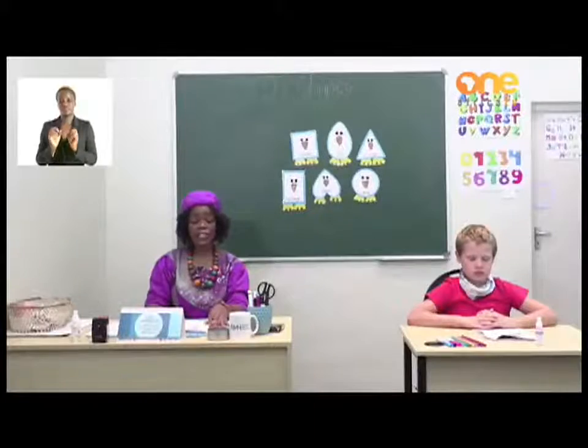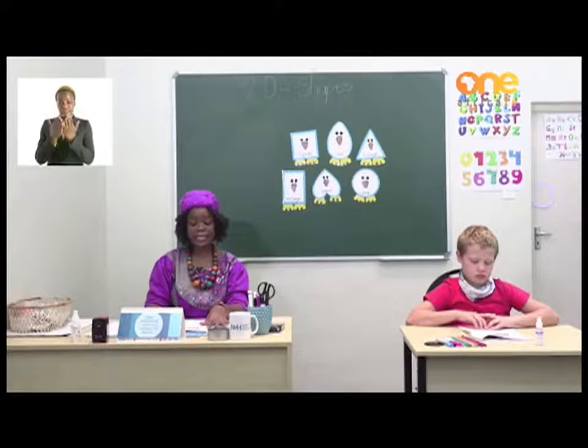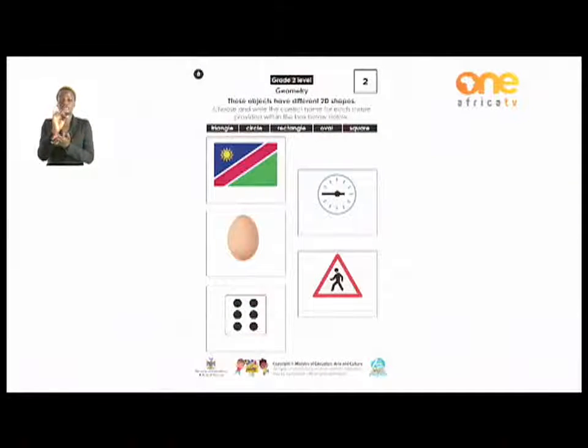Okay, let us quickly turn to page 8, grade 2 level geometry. Now, before we start, I will have to explain to you what 2D shapes are. 2D shapes are the shapes that have a plane surface. It simply means it cannot stand. When you try to put it down, it will fall on either side.